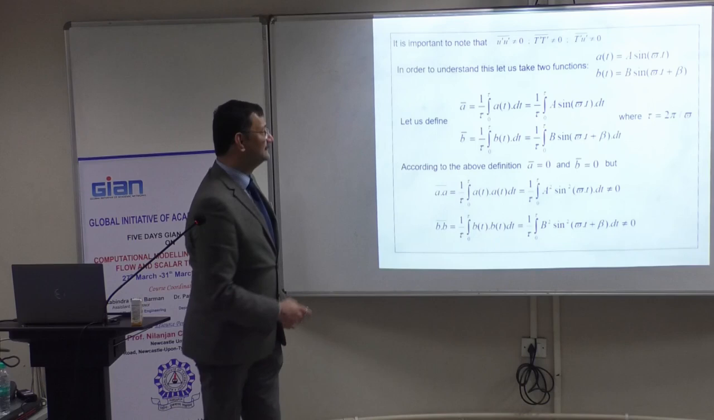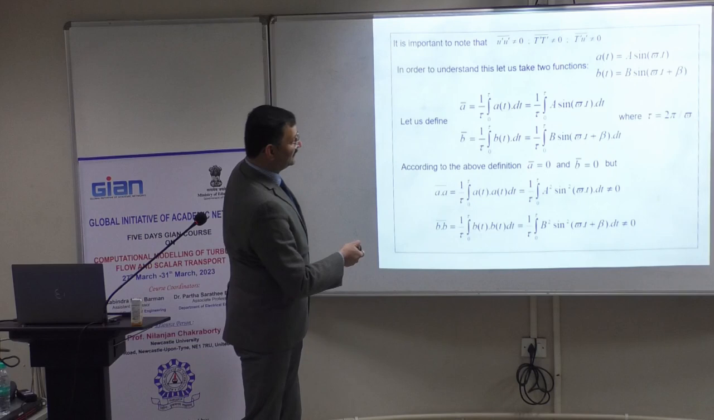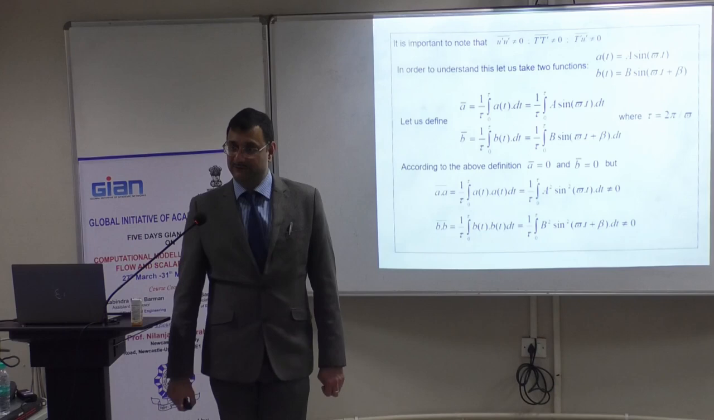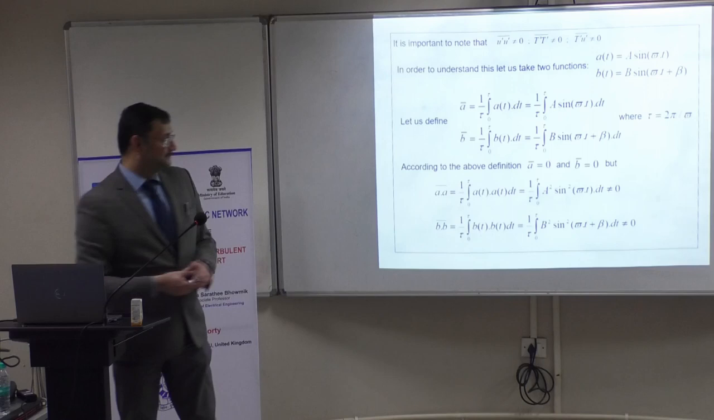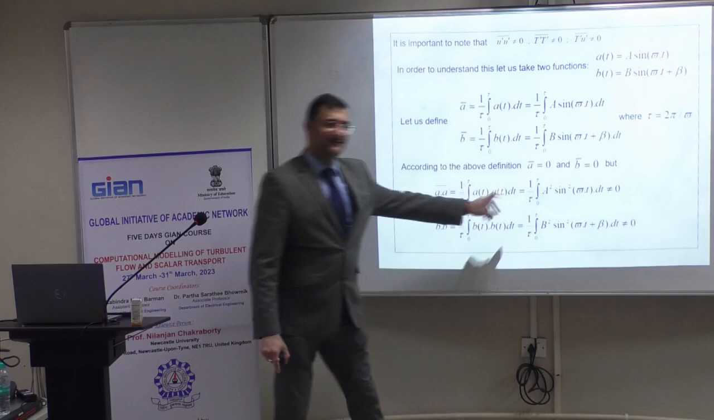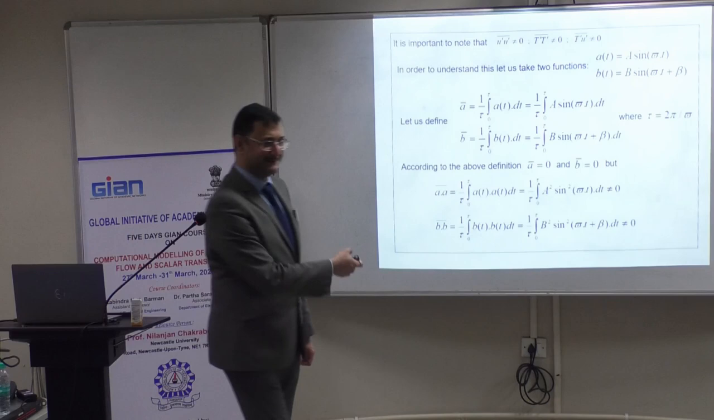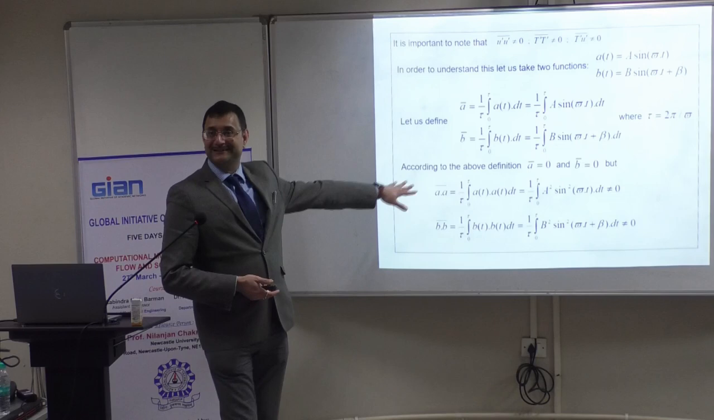Okay? So if I actually carry this out, then you will get A bar to be zero, B bar to be zero. Mean values to be zero. Sine wave, if I integrate, you know what it is going to look like. The positive contribution will be nullified by the negative contribution, and we get zero. If I do A square, then this integral is not zero. I'm pretty sure you have done such integrals several times, so I'm not doing that, but you can clearly understand this is not zero.